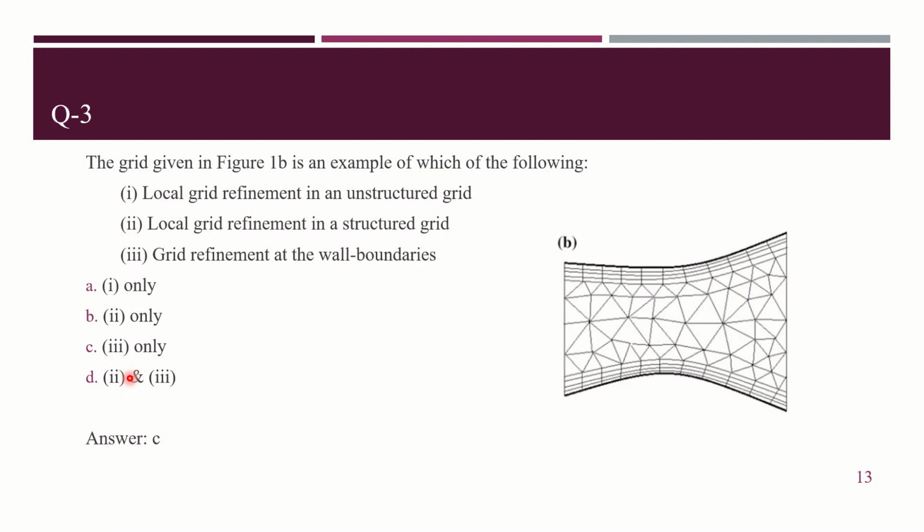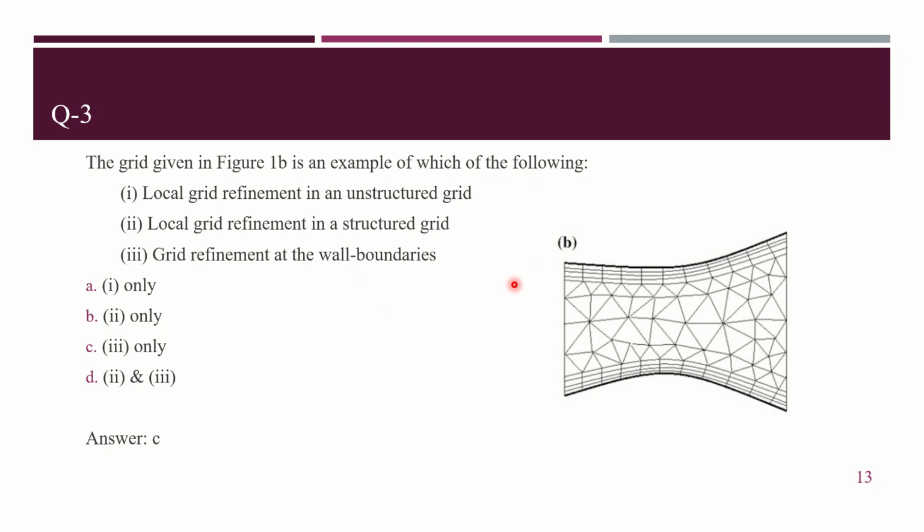The first statement mentions local grid refinement in an unstructured grid. Although the given figure has an unstructured grid, we cannot say there is a local grid refinement. Rather, the grid refinement is only near the walls. The second statement mentions local grid refinement in a structured grid. This statement is completely false because it is not a structured grid and there is no local grid refinement as well. The third statement, however, is true because of grid refinement at the wall boundaries. Here we can clearly see that there is grid refinement only near the wall boundaries.